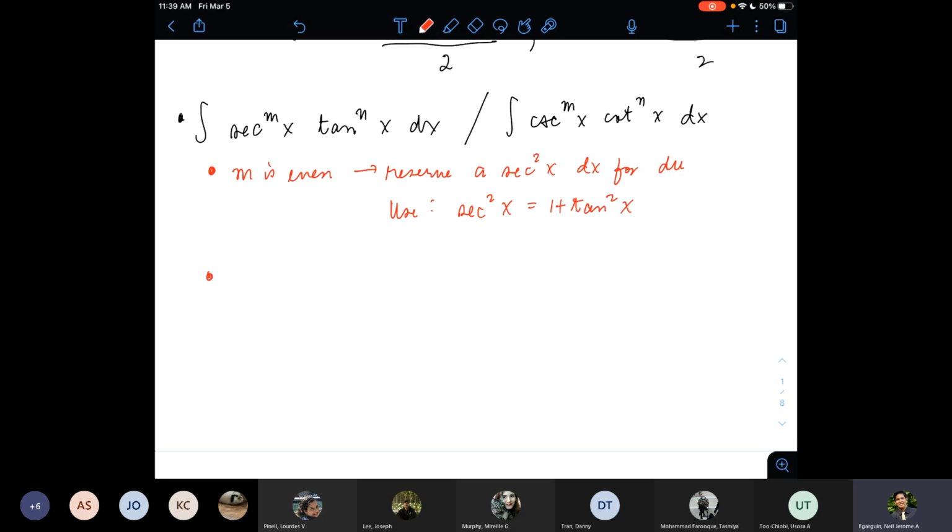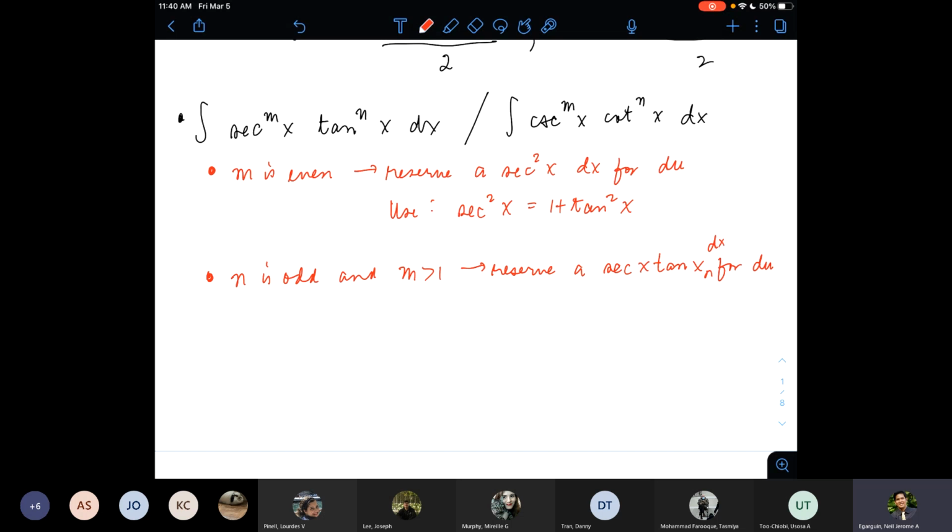The other case is when n is odd and m is greater than 1. If you have an odd power for tangent and there is at least 2 powers of secant, then what you can do is reserve a secant x tangent x for du. You could also include the dx there.